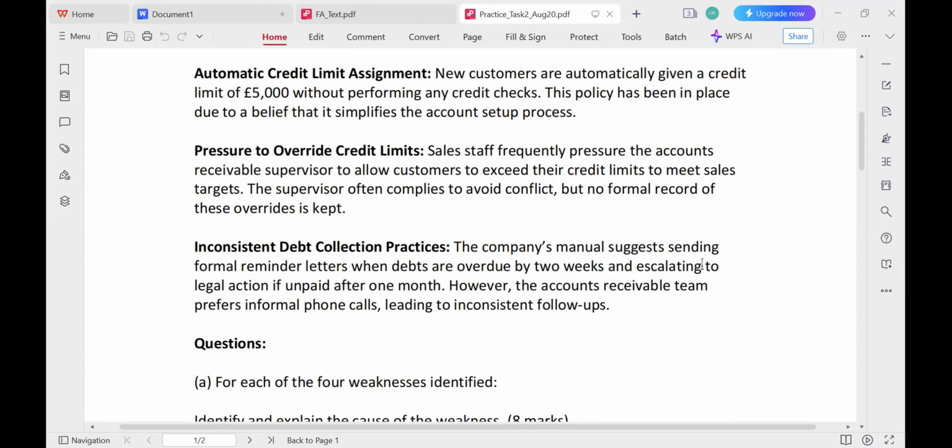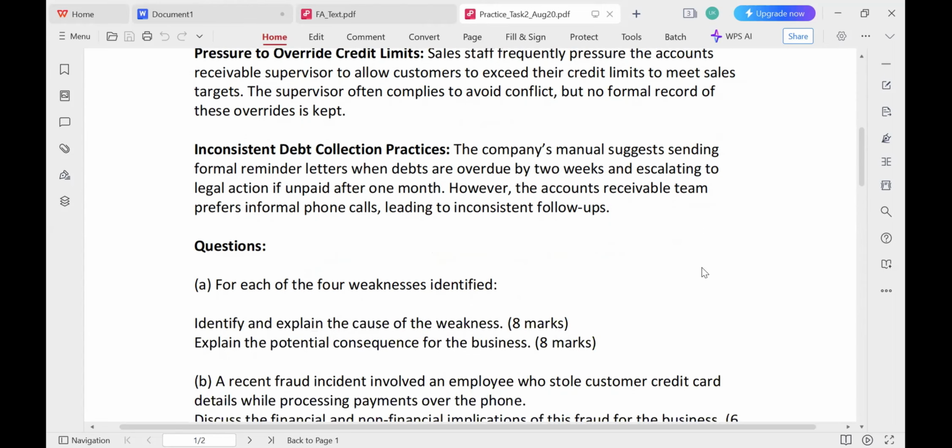What could be the consequence for the business? The lack of formal records and frequent overriding of credit limits could lead to financial instability, increasing bad debts, and that would result in challenges in tracking credit exposure and ultimately risking the company's financial health. Okay, all right.